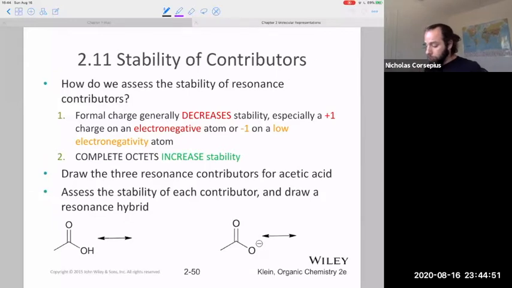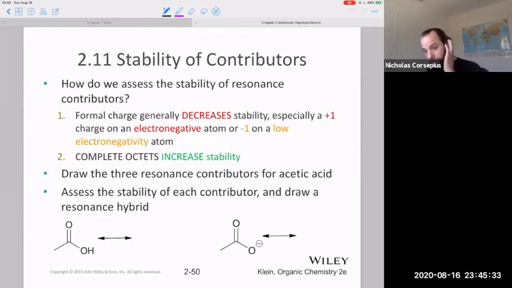Formal charge will generally decrease stability, just like we saw before. This is especially the case if you're putting a formal charge of +1 on the more electronegative atom and -1 on the less electronegative atom. So the more electronegative atom should have the negative charge. The other thing that will decrease the stability of a resonance contributor is any incomplete octets. Incomplete octets will decrease stability. Complete octets, though, that means good stability.